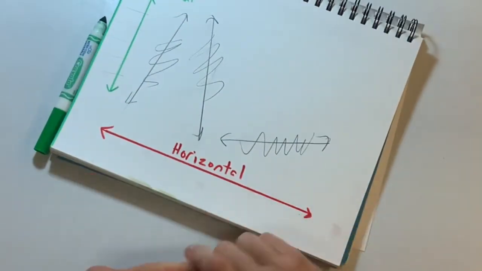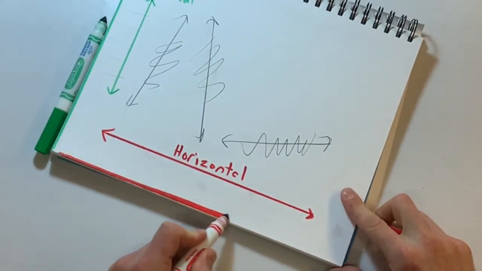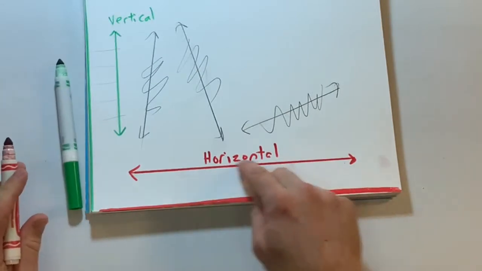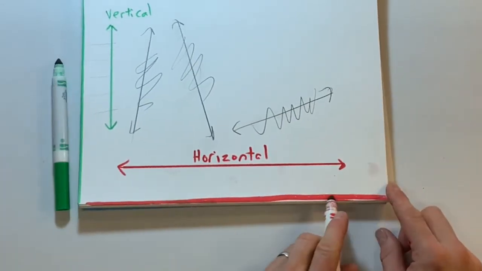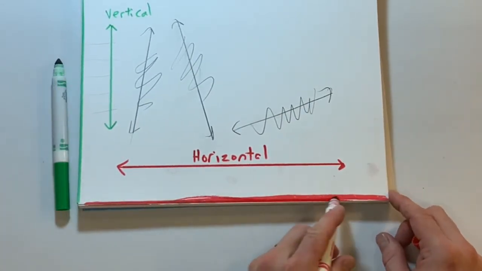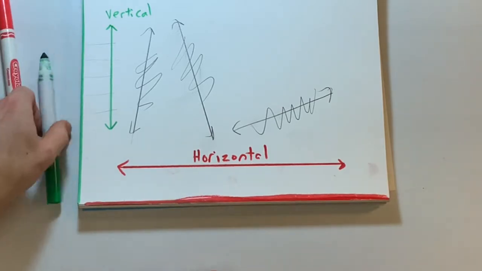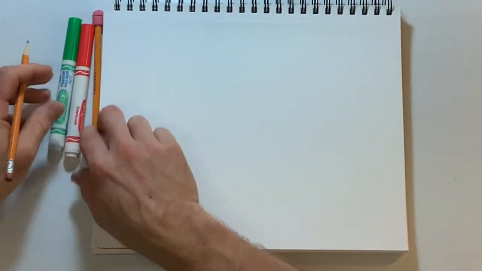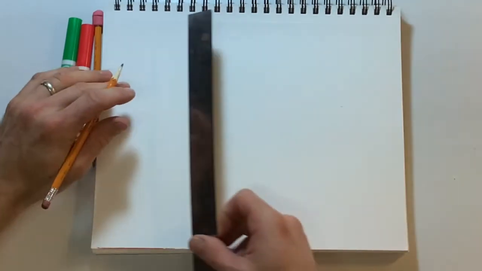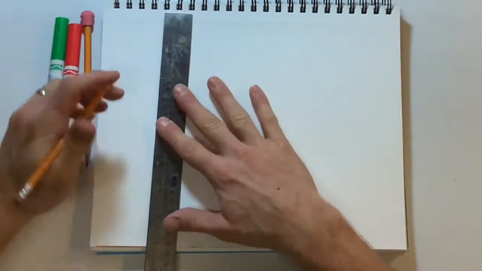If you look here at the bottom edge of your paper, and you compare this line to the bottom edge, you know that it's horizontal. If you can remember those things, this lesson will be very, very easy for you. What I want you to do on your paper is to draw a rectangle or square on this side or this side of your paper.